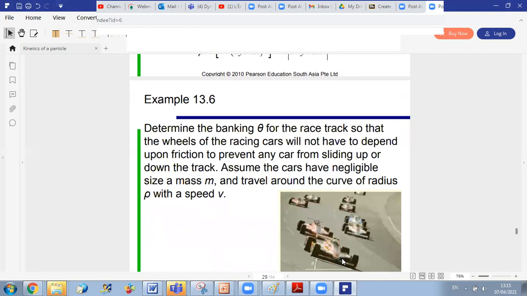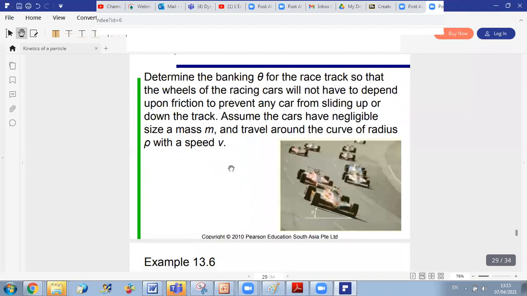Now, let us do an application, a problem of application on UNUT-UB. Determine the banking angle theta for the racetrack so that the wheels of the racing cars will not have to depend upon friction to prevent any car from sliding up or down the track. Assume the cars have negligible size, a mass m, and travel around the curve of radius rho with a speed v.